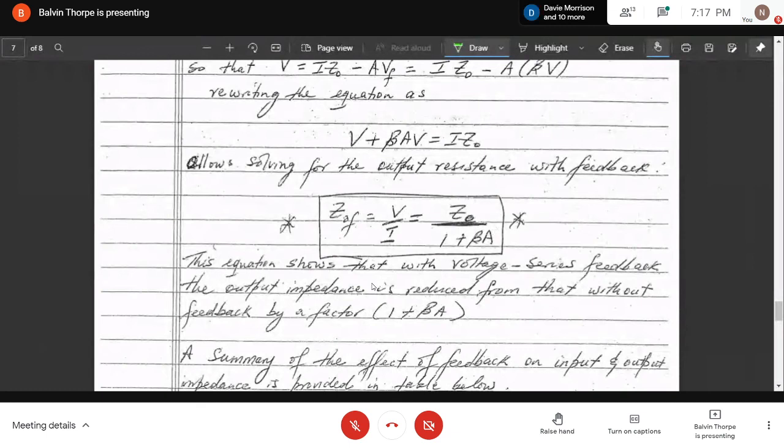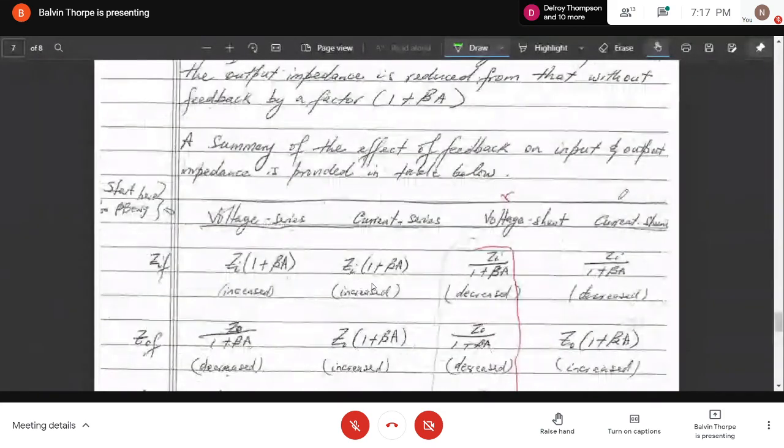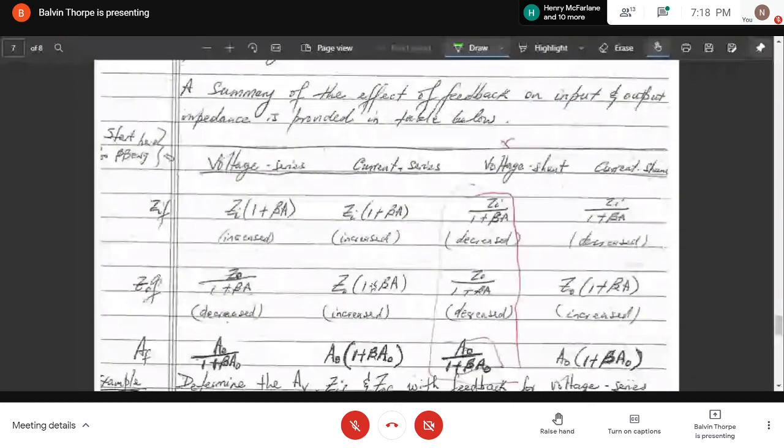And then what I've also done is to give you a summary of the quantities for each network. So voltage series, voltage shunt, current series, current shunt. What's going to happen?